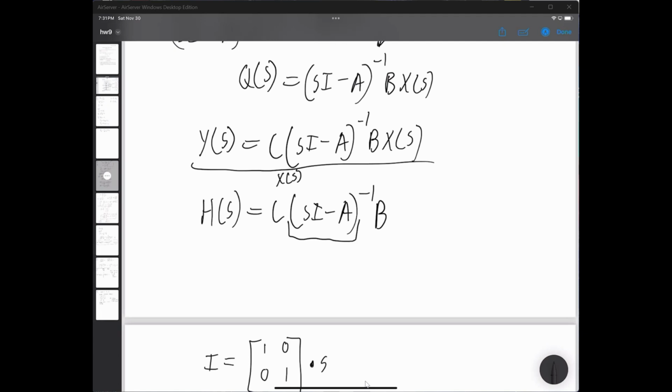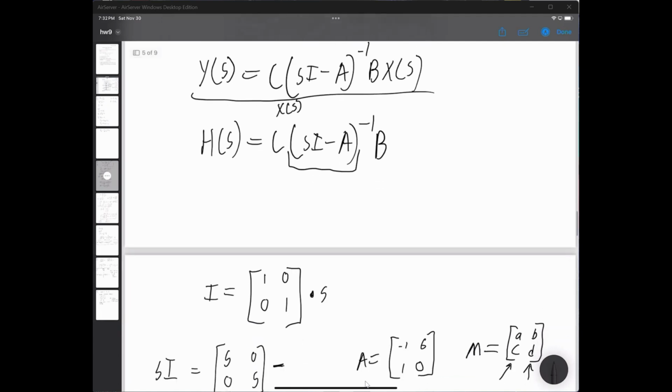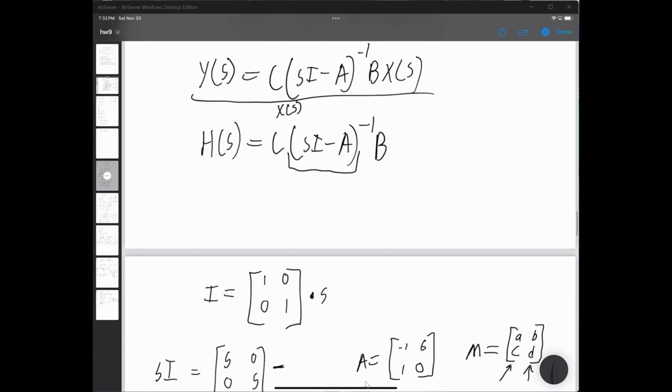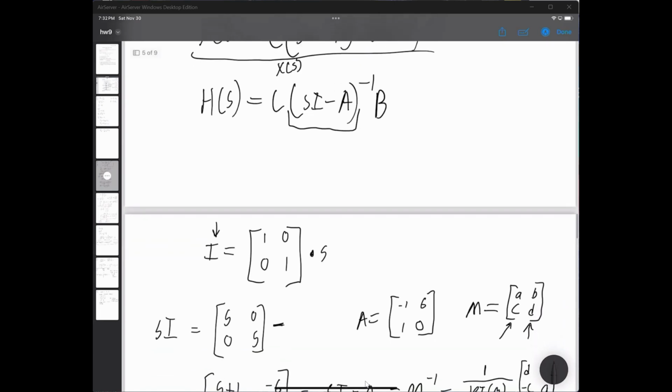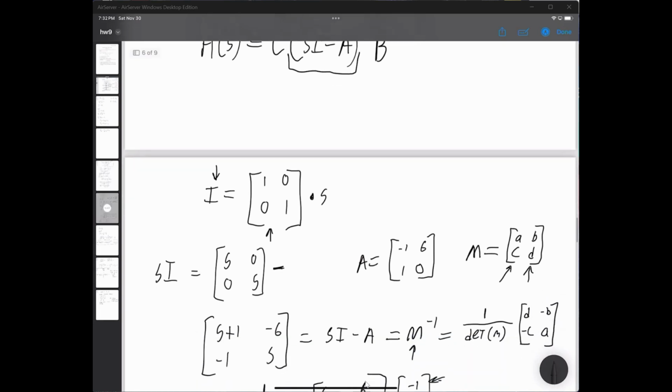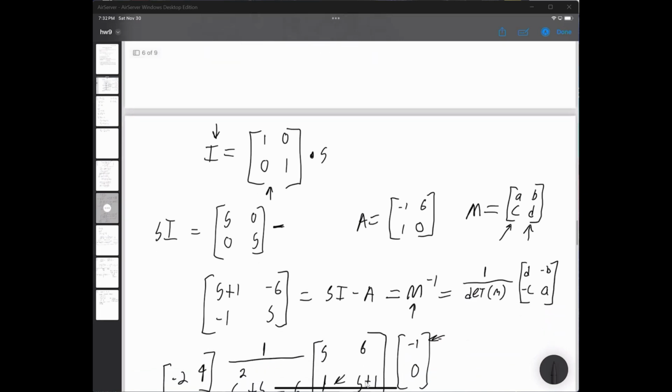We need to solve the parentheses first, and then do the exponent, and then we can do the multiplication, right? PEMDAS, you know. So we know that the identity for I is this matrix here, times S. And 1 times S is S, obviously, times 0, and so on. That should make sense. Now we can subtract it straight up. It's pretty straightforward, how you'd expect it to be.